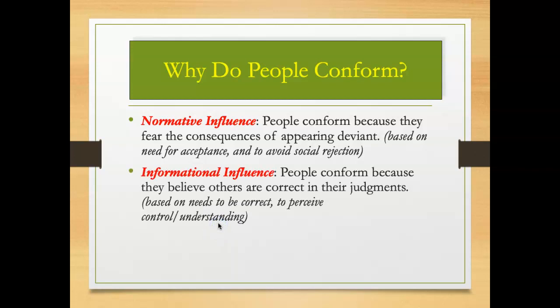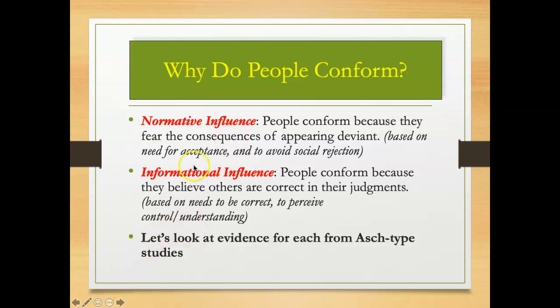Now there's another basis of influence, which we call informational influence. We conform because we believe others are correct in their judgments. This is based on the need to be correct, another basic human need to perceive that we have control or understanding. Remember the basic human needs that we talked about very early in the course and have revisited many times. Here are two of them: the need to belong and the need to understand and control and feel that you're in control of what's going on around you. So these are the bases for lots of social influence, including conformity.